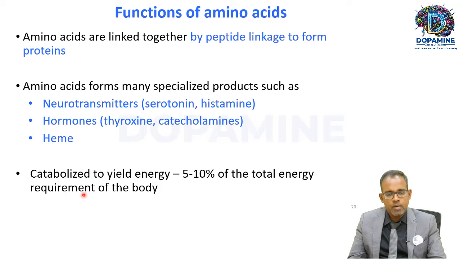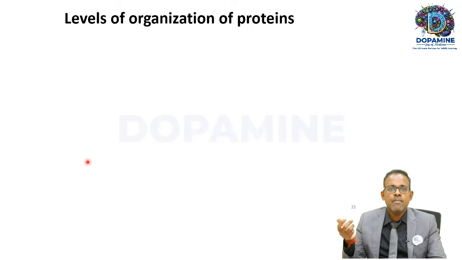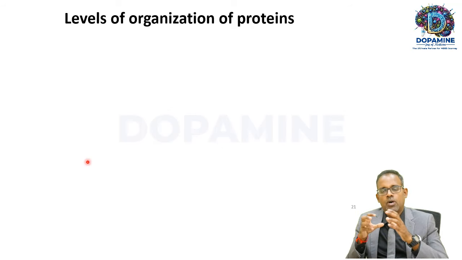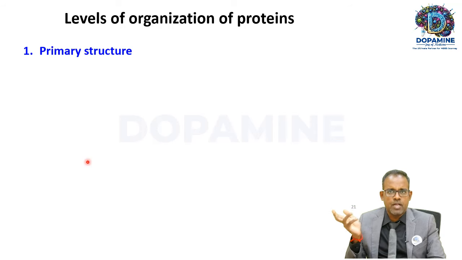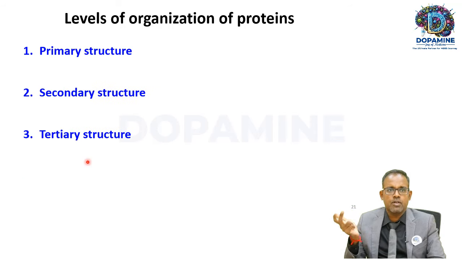Okay, so when the amino acids are broken down, that is when the proteins are broken down, they will yield almost 5 to 10% of the total energy required by the body. So these are the functions of amino acids. Now, a little bit of overview on the structural organization of proteins. The simple structure is primary, secondary, tertiary, and quaternary.